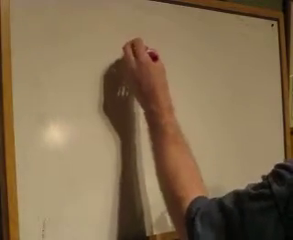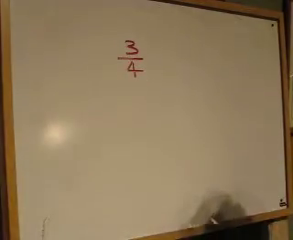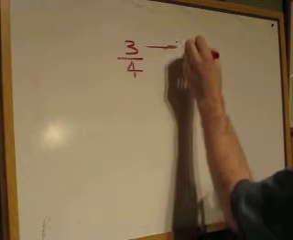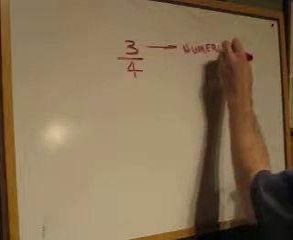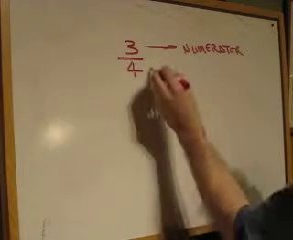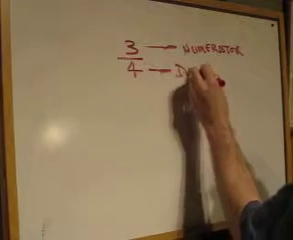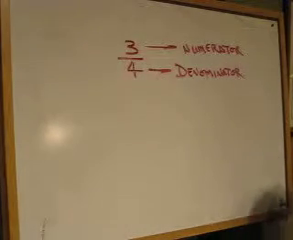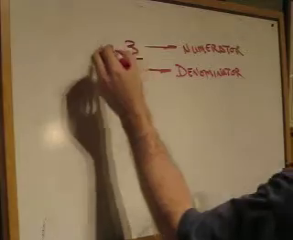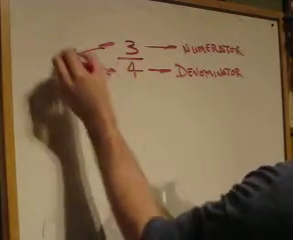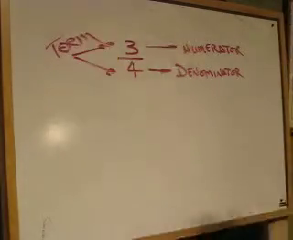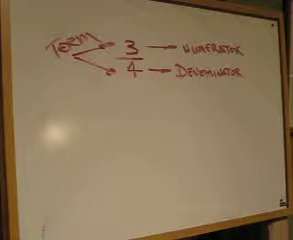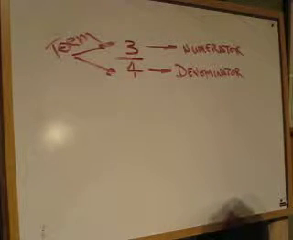Let's continue on though. If we have 3/4, 3 over 4, this number here is called the numerator. You can read my writing. And the number down here is called the denominator. Another name for it is a term. Both of these can be thought of as a term. So 3 is a term, 4 is a term, but 3 is specifically the numerator and 4 is specifically the denominator.